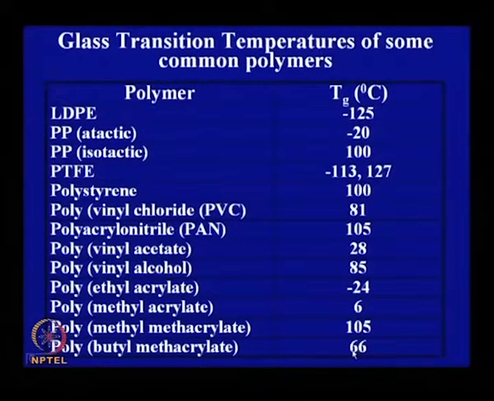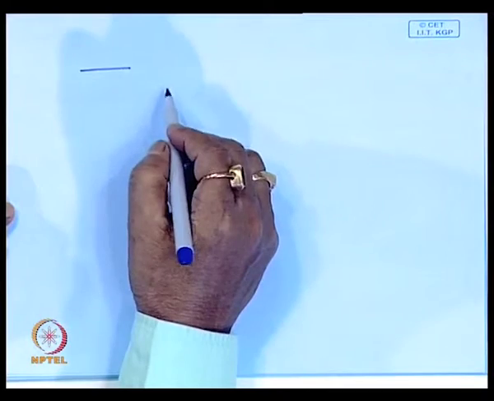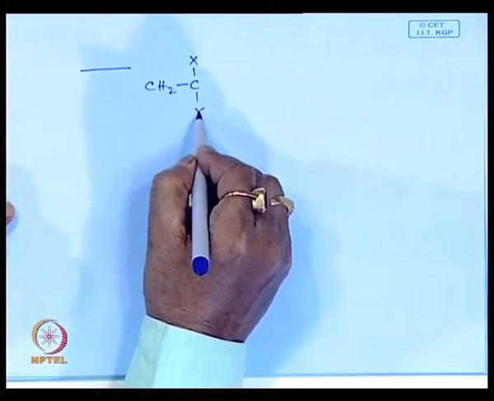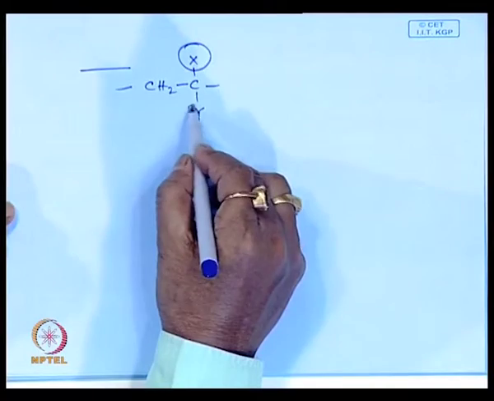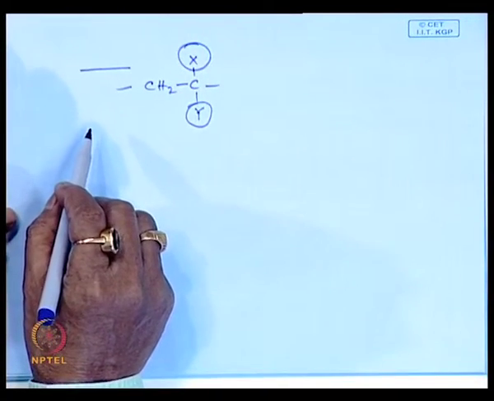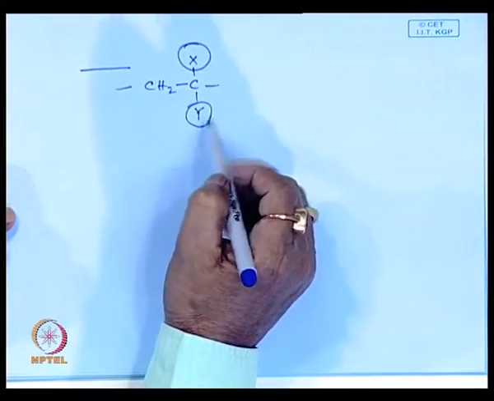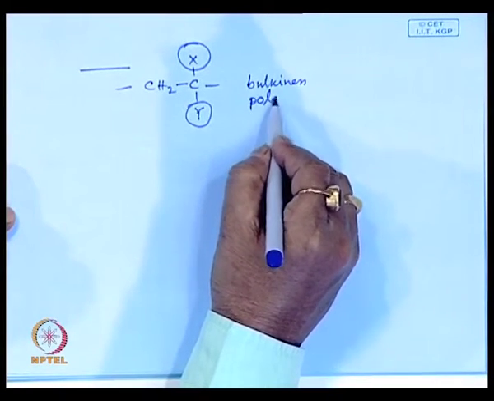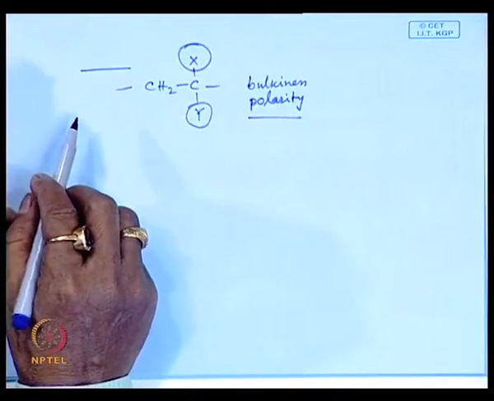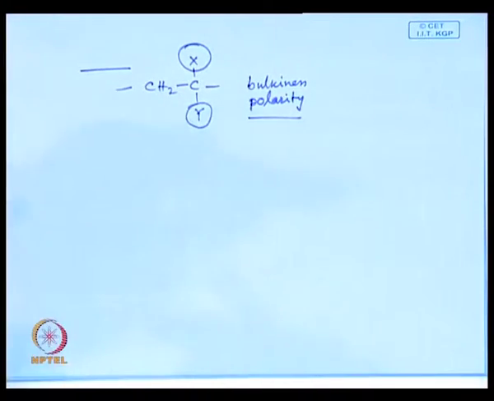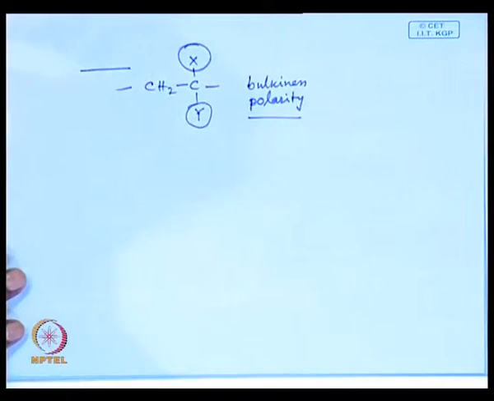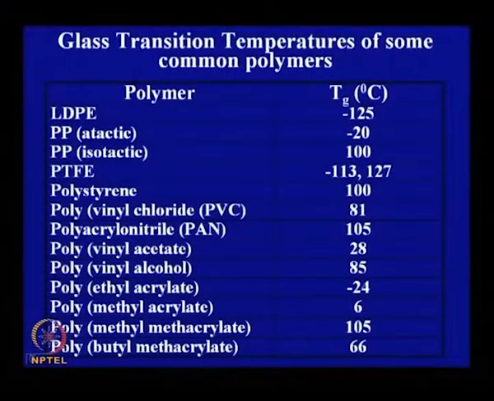That means, the substitution on the polymer chain, these substitutions alter the glass transition values depending on their bulkiness, on their polarity, etc. That means, if you correlate this with cohesive energy density along with this bulkiness, then you can correlate their Tg properties, how the Tg properties are varying.